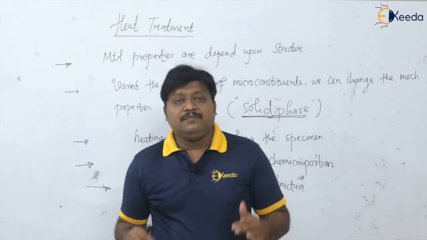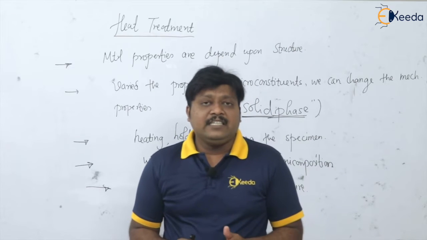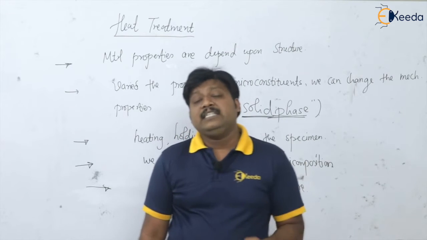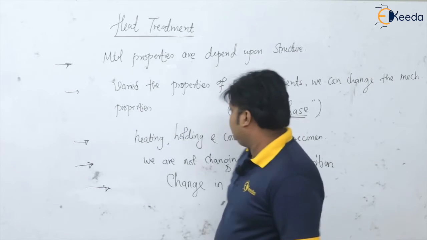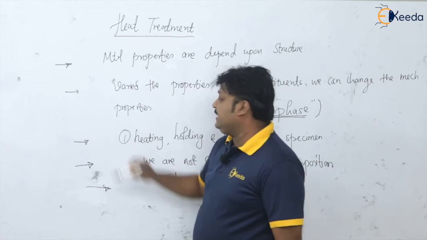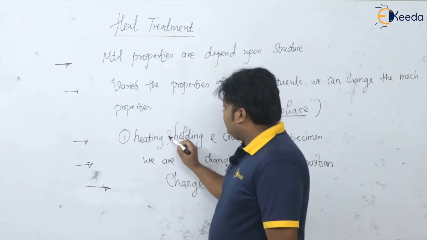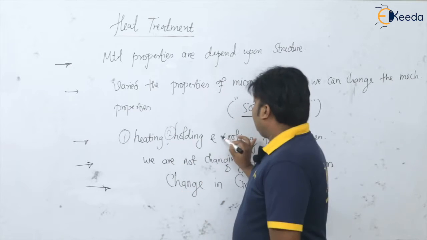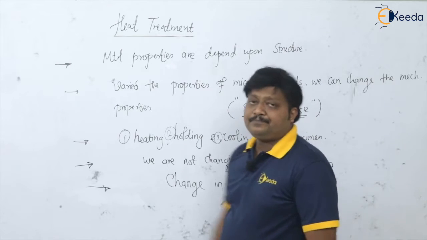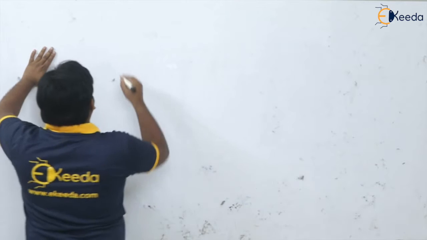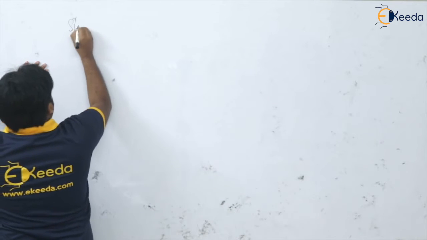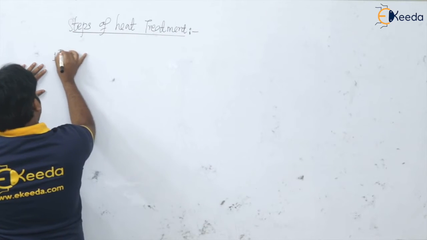Now dear students, if we look at the steps in heat treatment, the heat treatment is basically done in 3 steps. As we already wrote here, the first step is heating of that specimen, second is holding or soaking, and third is cooling, isn't it? So let us see that. If you look at the steps, first we have the heating.